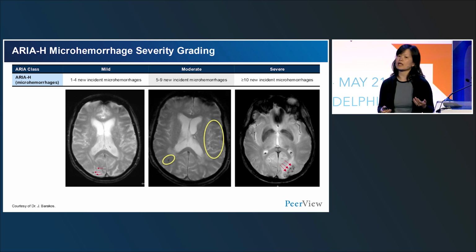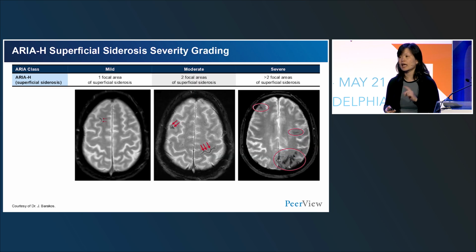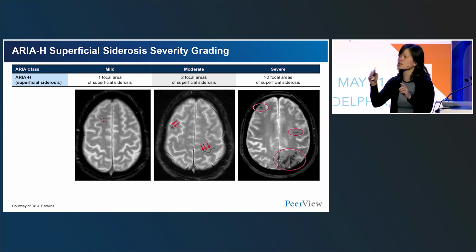So similarly, ARIA-H, you have a grading scale. Again, 1, 5, and 10 is sort of what I keep in mind. So for mild, 1 to 4 new microhemorrhages on therapy, that would be considered mild. Moderate, once you get to 5 up to 9, so not quite 10, that would be considered moderate. And severe is greater than or equal to 10 new microhemorrhages. So again, the number really matters. And that's why it's so important to stay consistent with your protocols and your scanners, because really one new microhemorrhage could put you over from 4 to 5, from mild to moderate.